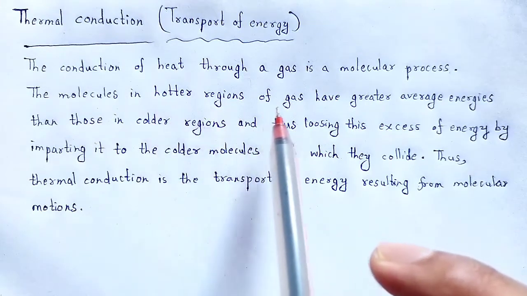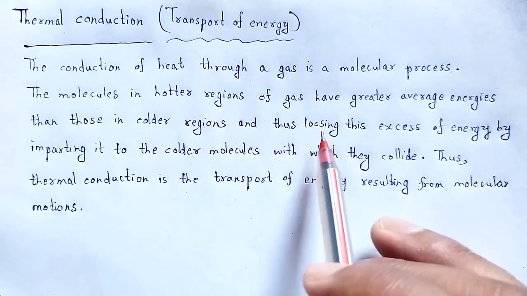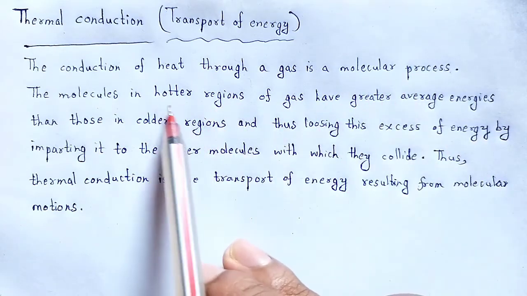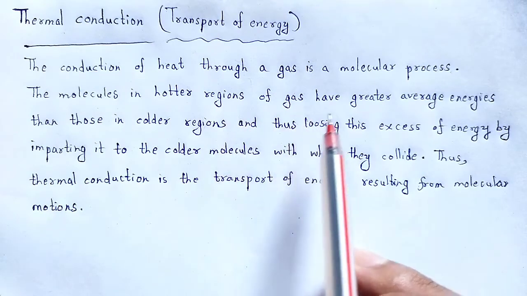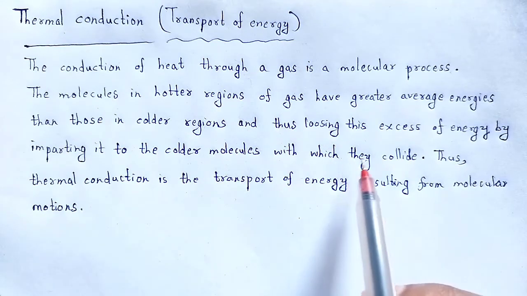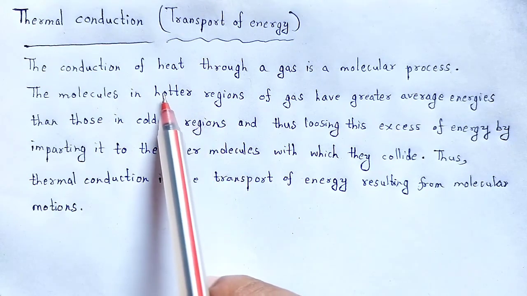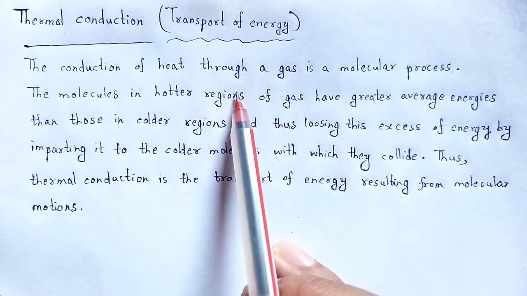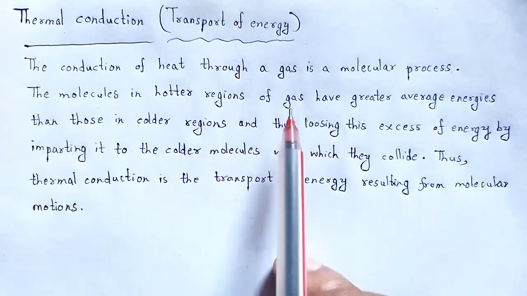The molecules in hotter regions of gas have greater average energies than those of colder regions, and thus they lose this excess of energy by imparting it to the colder molecules with which they collide. Colder molecules have lower average energies in comparison to those of the hotter regions of gas. So hotter regions of gas lose their energies by imparting them to the colder molecules with which they collide.